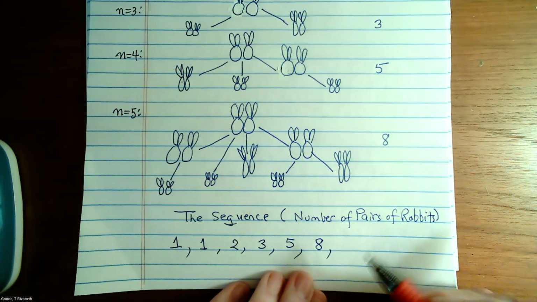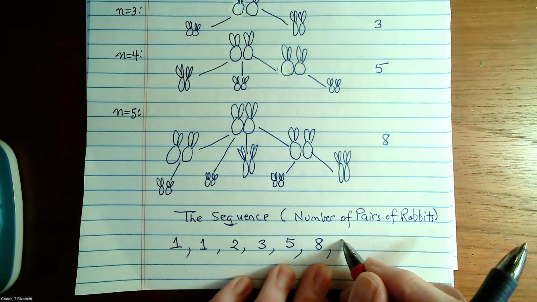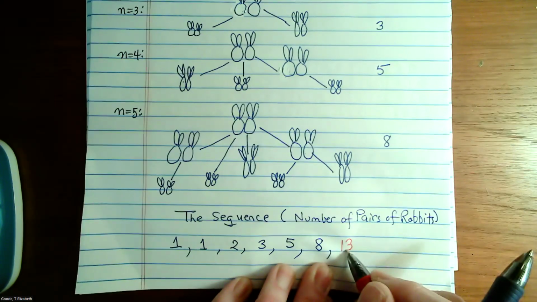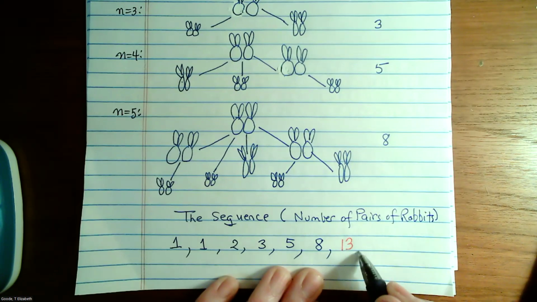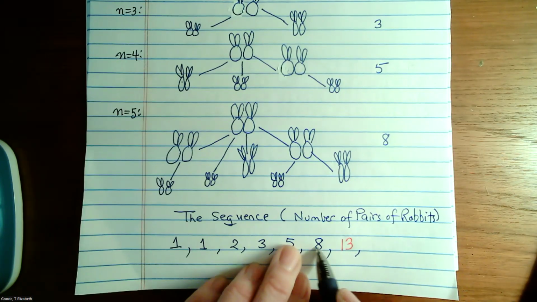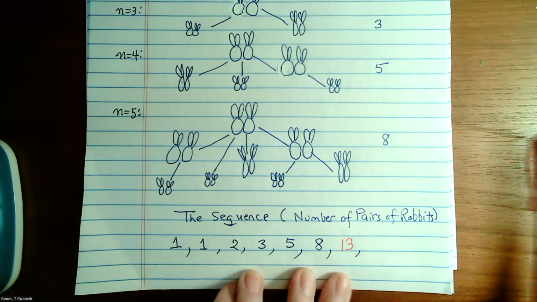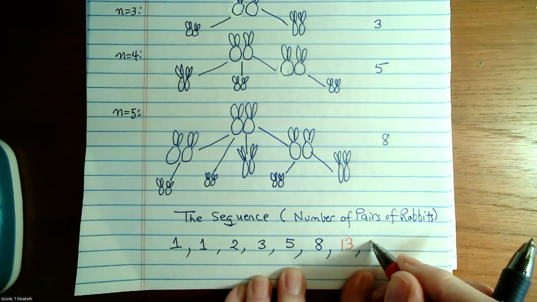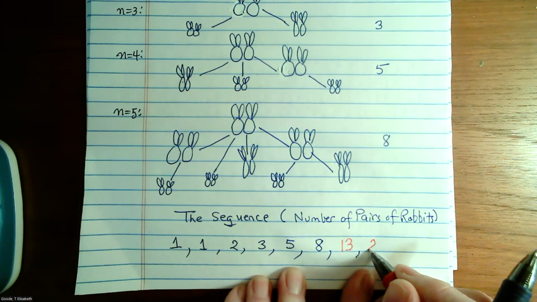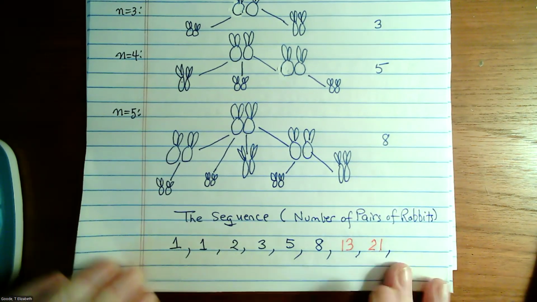So, do you know the rule? Do you know what the next term would be? 13. It is. How did you get 13? Because you add the term previous to it plus the term before that, right? That's exactly right. We add these two, the term previous plus the one before that. And so that makes the next term of this sequence 21, right? And you can keep going.